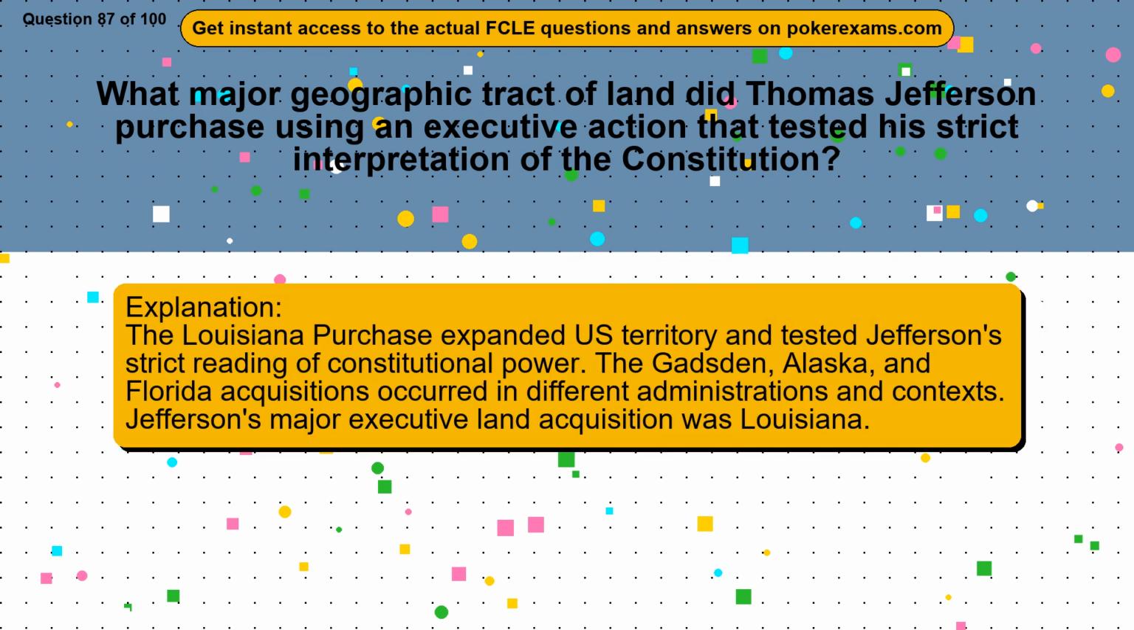The Louisiana Purchase expanded U.S. territory and tested Jefferson's strict reading of constitutional power. The Gadsden, Alaska, and Florida acquisitions occurred in different administrations and contexts. Jefferson's major executive land acquisition was Louisiana.